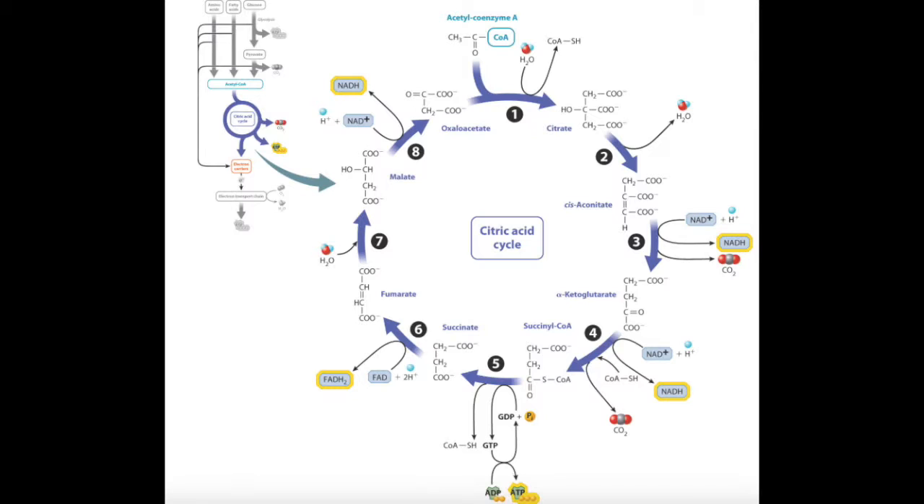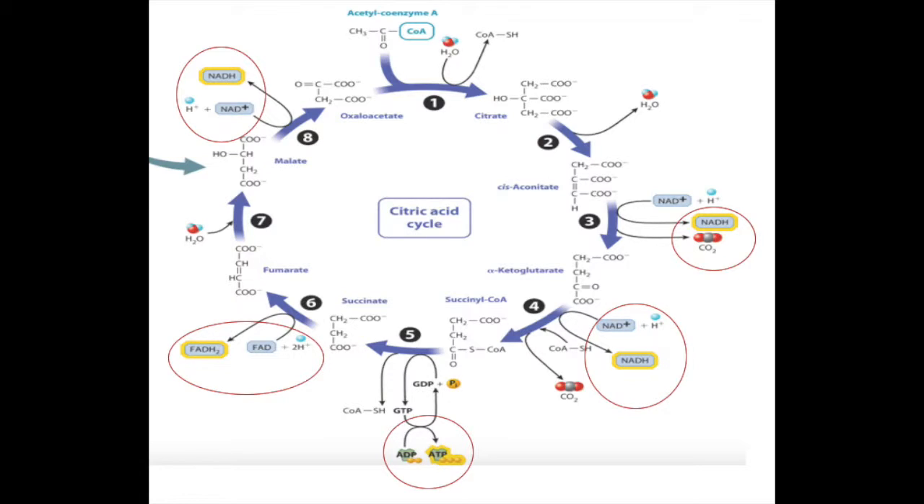The most important thing to notice in this cycle is that CO2 is produced or released, NAD plus is reduced to NADH, ADP is converted to ATP, and FAD is reduced to FADH2. Also, these are the inputs for the electron transport chain. That's why they matter in the citric acid cycle.